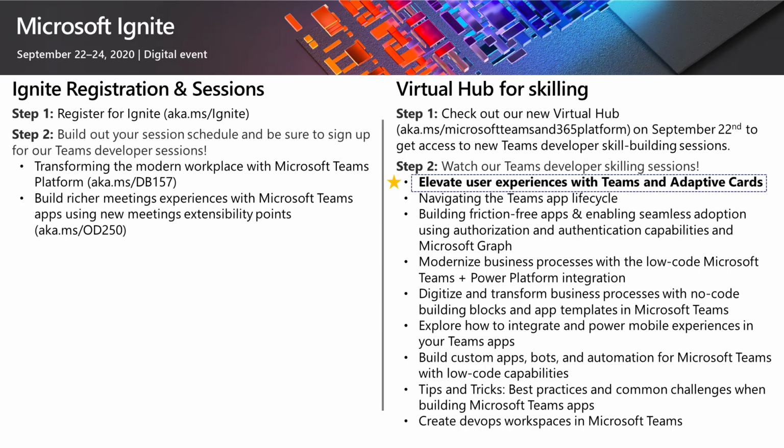And then the regular Ignite sessions that will happen within that 48 hours of the Ignite event, you can just add those to your calendar once you're registered. So the session scheduler is up, so you can see all the different time zones that are available for those particular sessions.